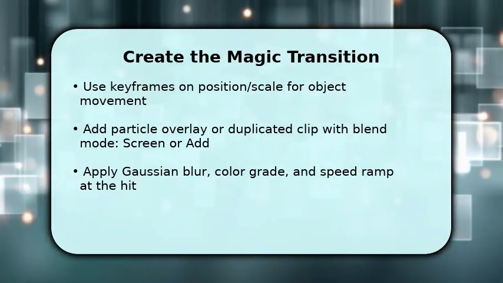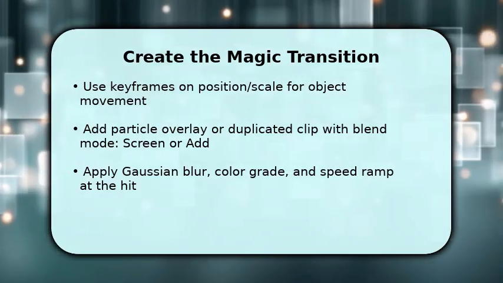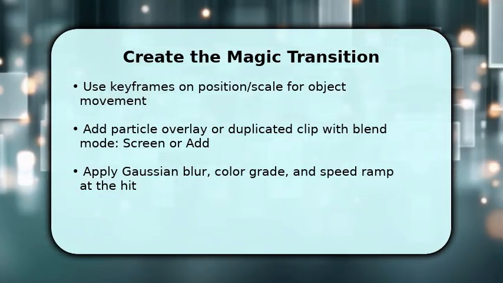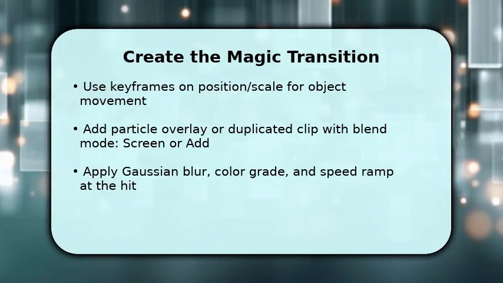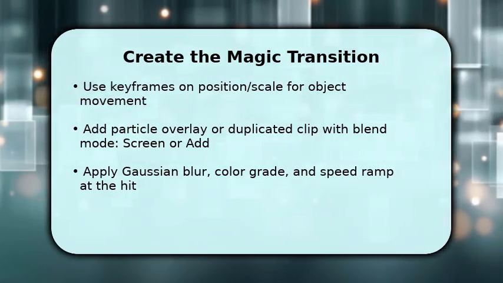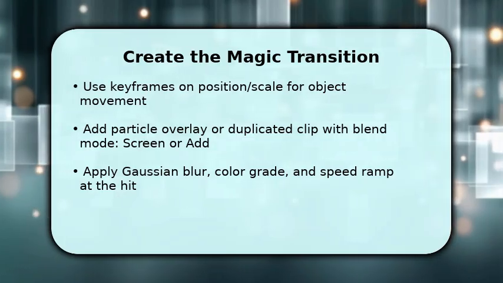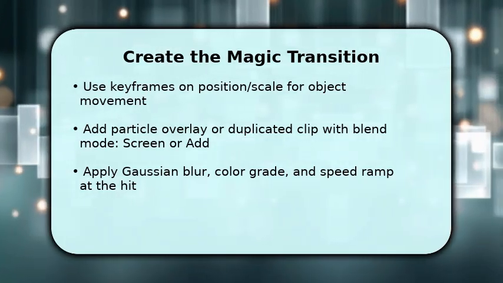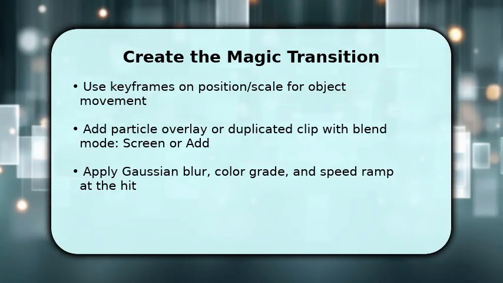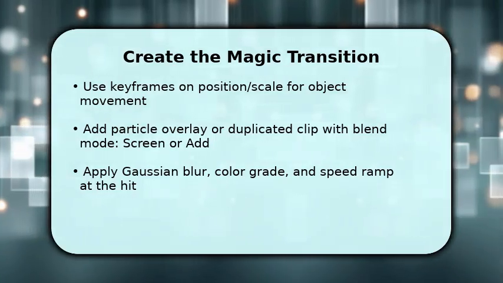Next, place a particle overlay or duplicate the clip, change its blend mode to screen or add, and sync it to the hit. This makes the spark look luminous. Once that aligns, add a subtle Gaussian blur and a quick speed ramp into the hit to sell impact. Make sure to nudge timing by frames until the burst feels exact.